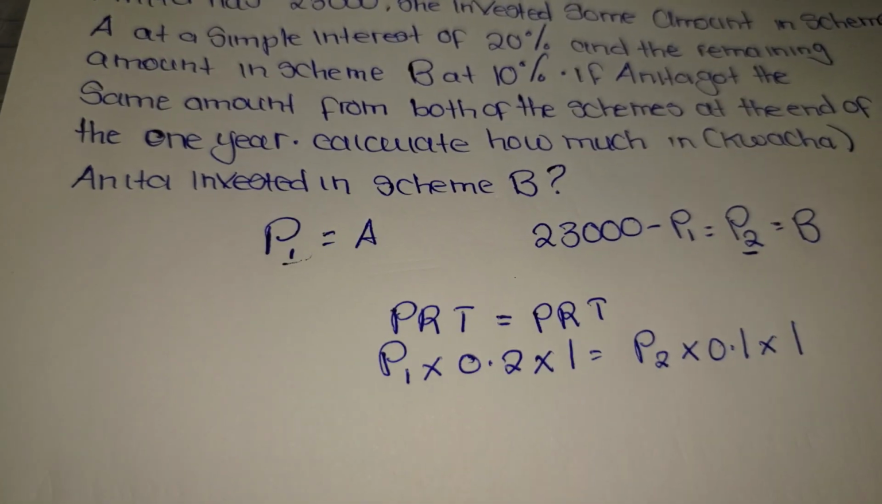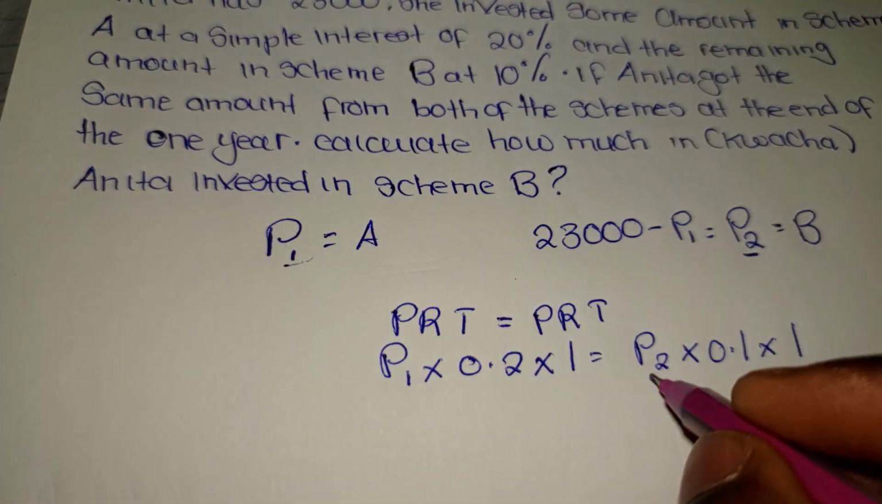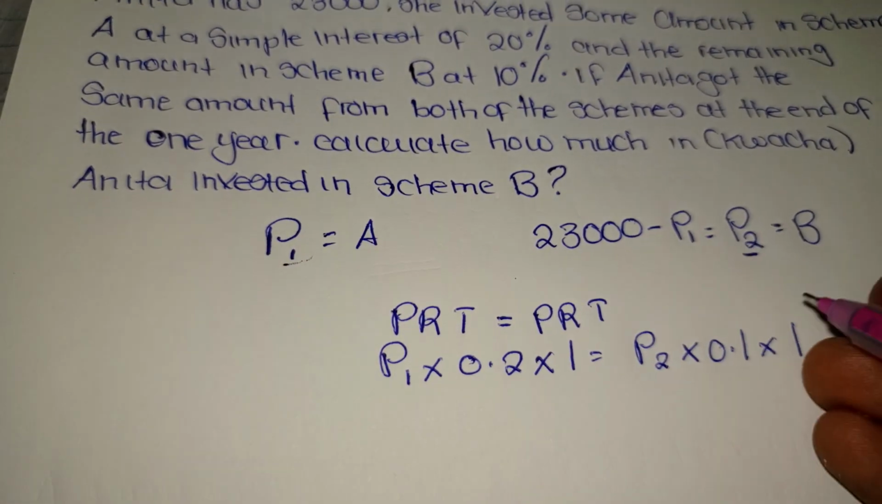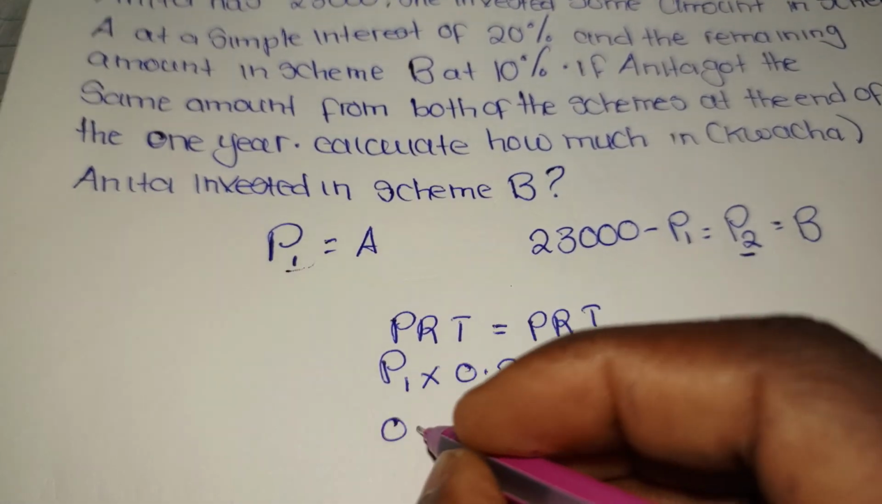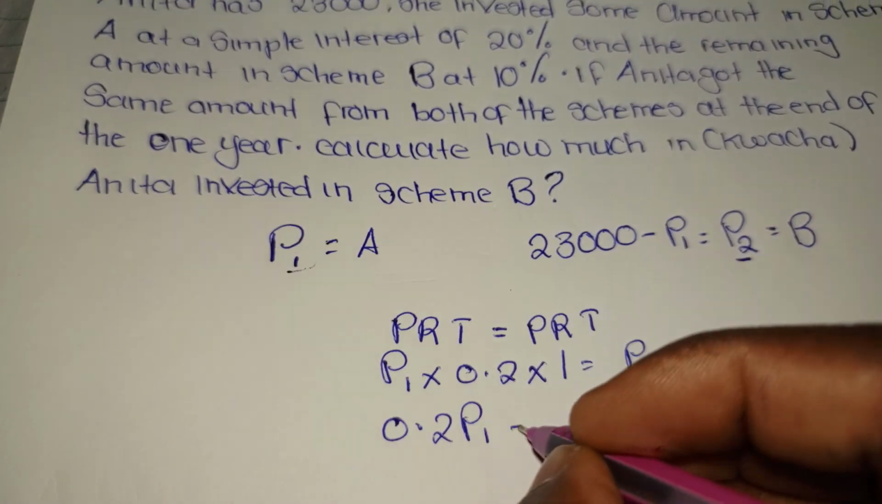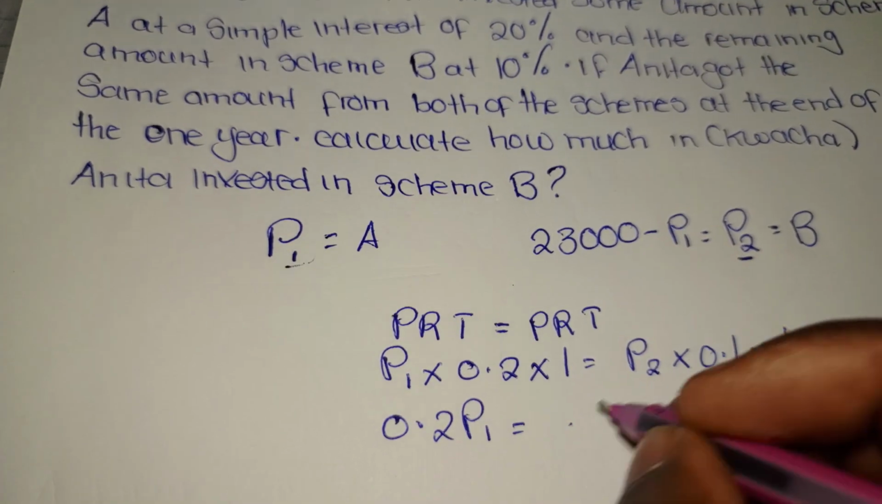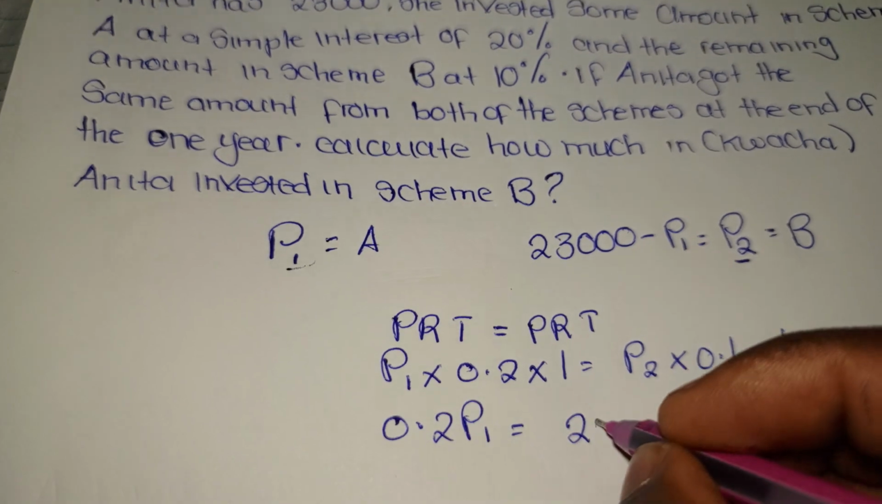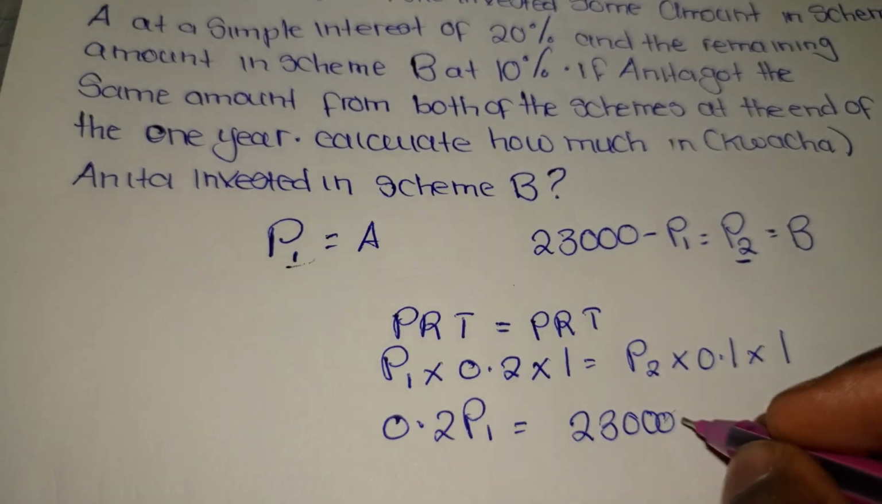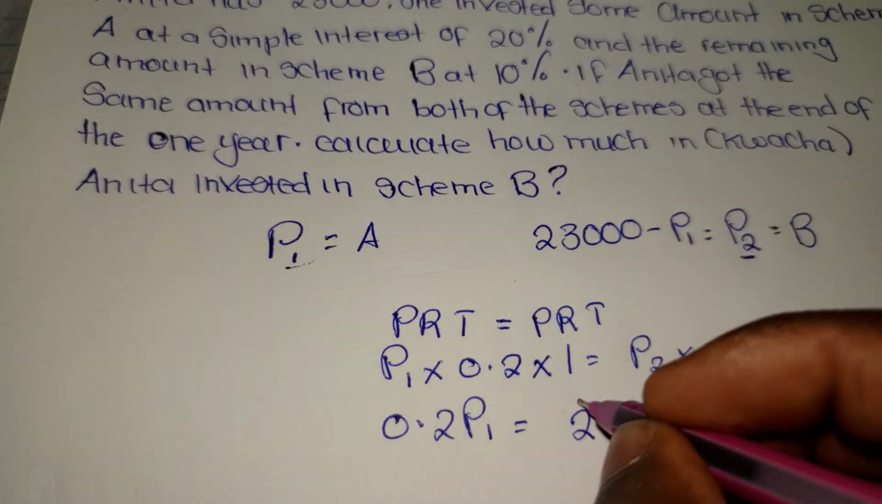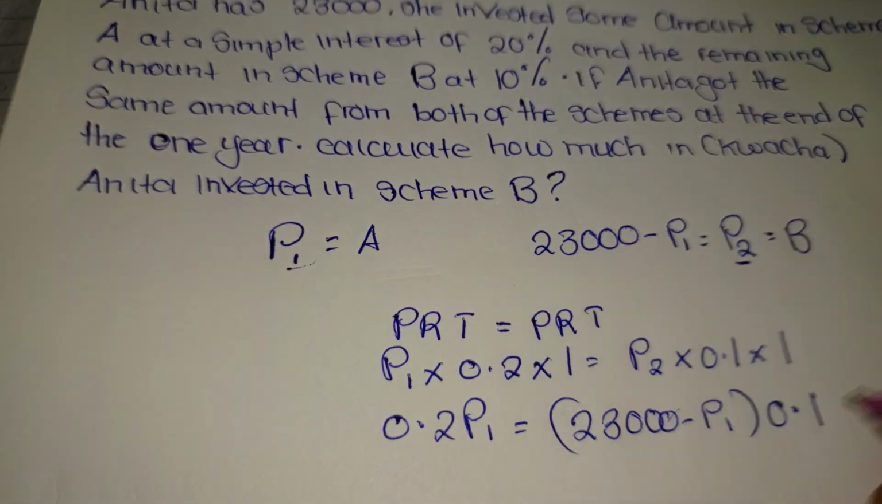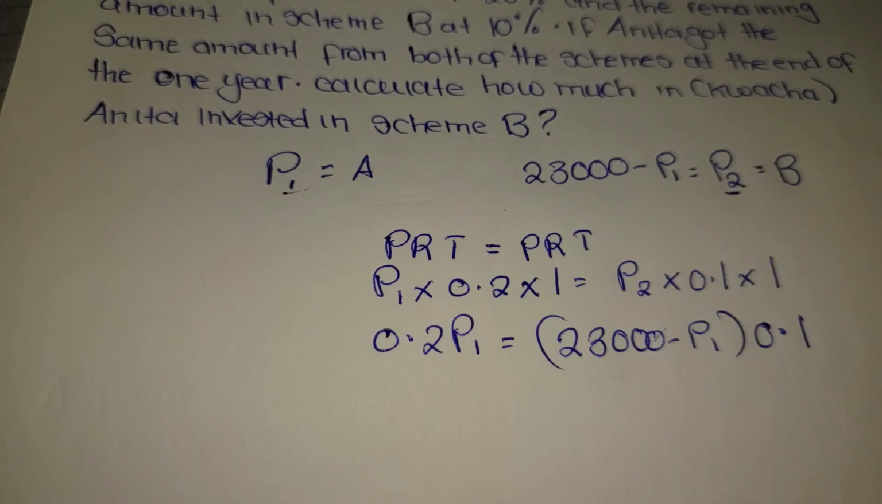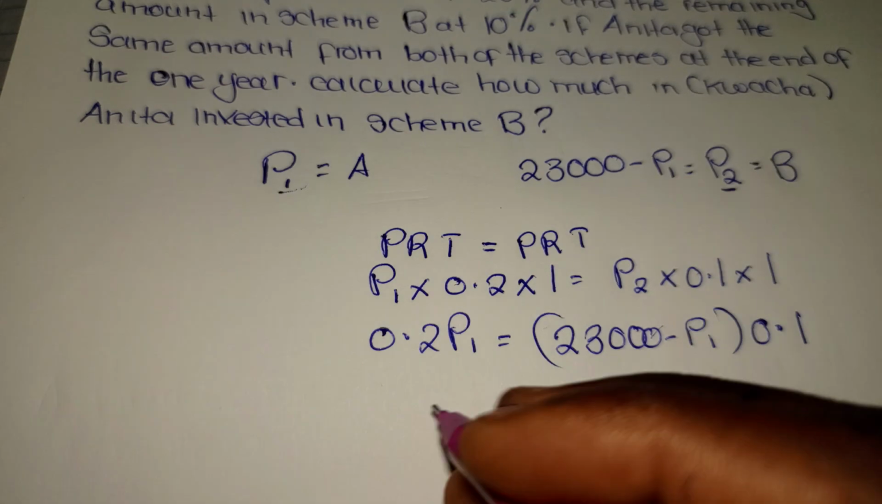Then you know from here to say P2 is the same as 23,000 minus P1. So 0.2 P1 gives you, where remember P2 we said is the same as 23,000 minus P1, then we multiply this with 0.1. From here we can now distribute the 0.1 with this.